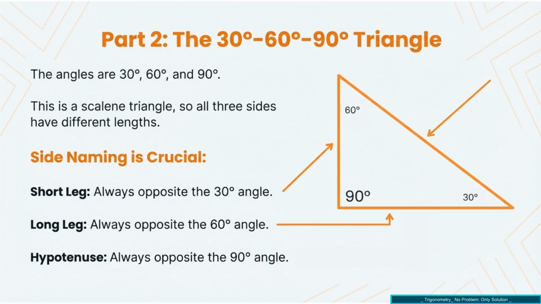Now let's move on to the next type of triangle. Part 2 covers the 30 by 60 by 90 triangle, a scalene triangle with all three sides having different lengths. Side naming is crucial. The short leg is opposite 30 degrees. The long leg is opposite 60 degrees, and the hypotenuse is opposite 90 degrees. Take a look at the figure and examine it.